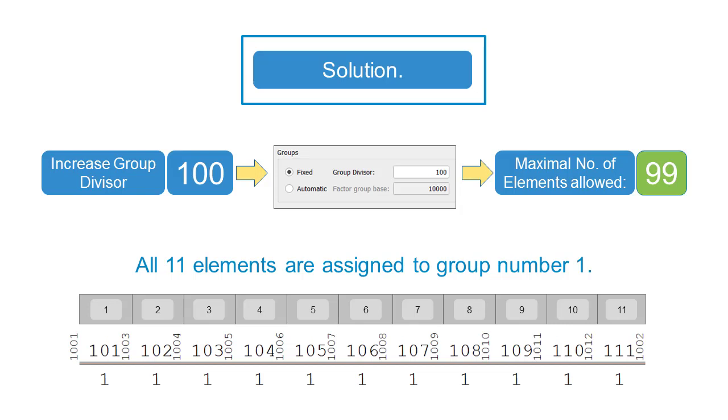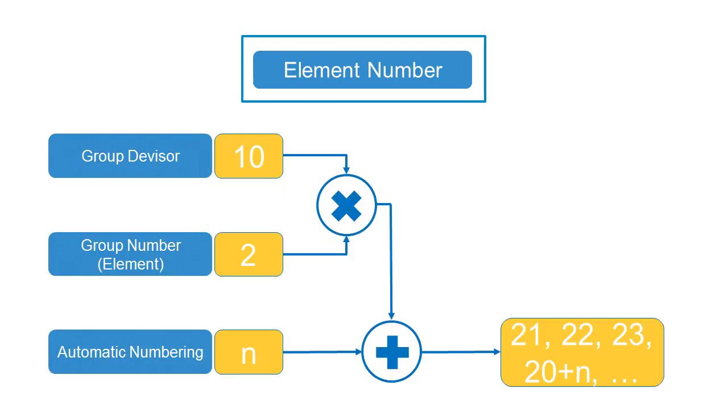Now let's check the new element numbers. As we entered 100, the first element starts with 101, the second is 102 and up to 111. Moreover, and this is important, all elements are assigned to group number 1. How does the numbering system work when using the option fixed group divisor? The group divisor multiplied by the group number defines a base of the numbers. Adding then each single element number results in the finite element number.